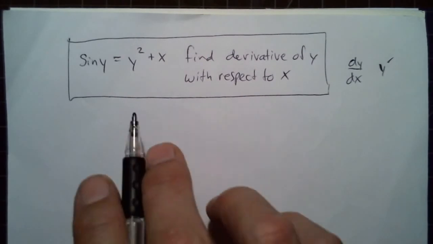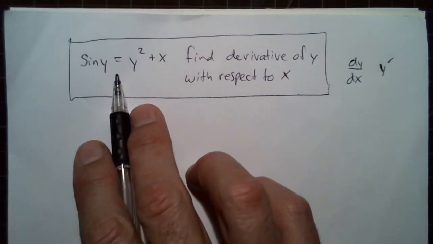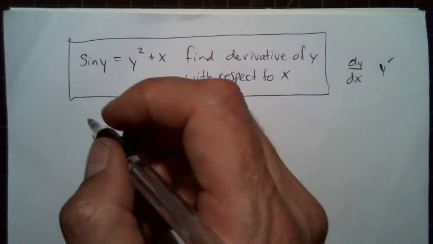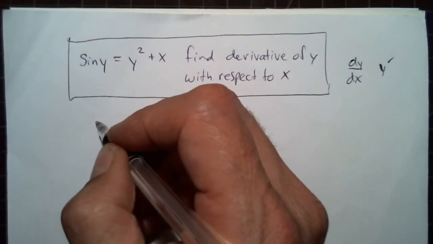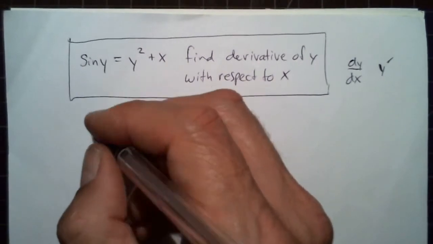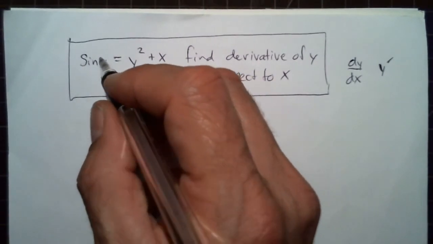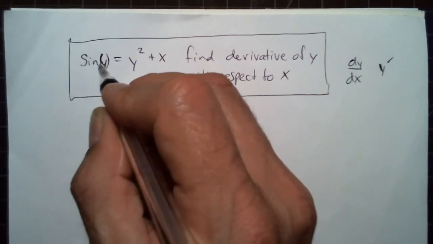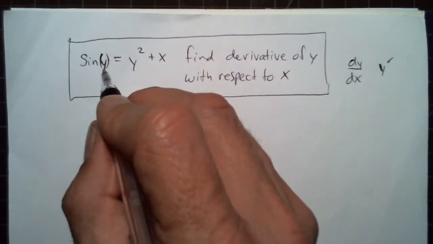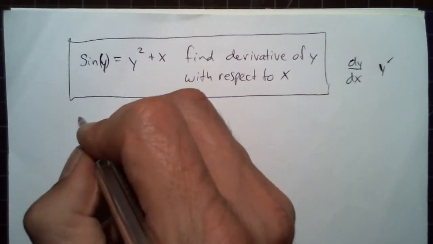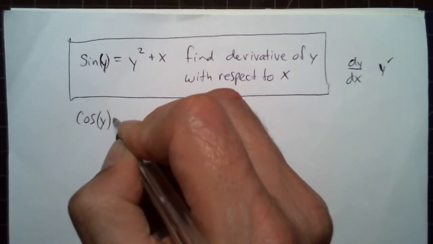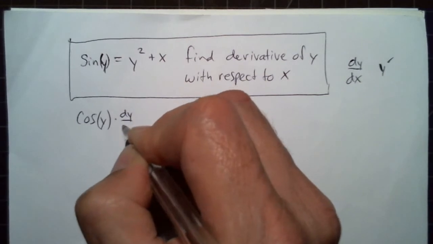All right, pause the video and try finding the derivative of this implicit equation. And we're going to see that we have sine, and y is an inside function, so we're going to do the chain rule, which is what implicit differentiation is. So the derivative of the outside, leaving the inside the same, times the derivative of the inside.